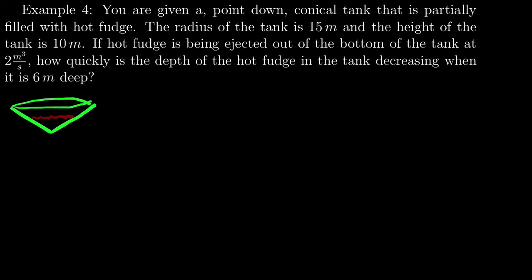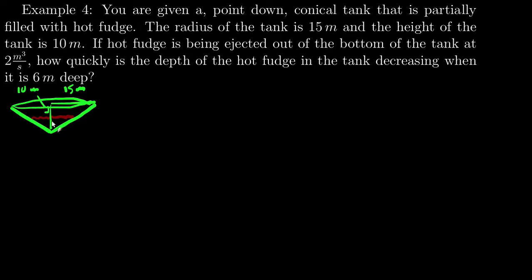Alright, the radius of the tank is 15. So from here to here is 15 meters. The height of the tank is 10 meters. So from here to here is 10 meters. If the fudge is being ejected out of the bottom of the tank at 2 cubic meters per second, that's a ton of hot chocolate. I don't know if it's a literal ton, but it's actually not going to be that far off. It's going to be probably hundreds of pounds of hot chocolate every second. How quickly is the depth of the hot fudge in the tank decreasing when it is 6 meters deep?